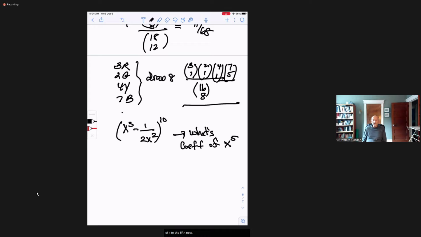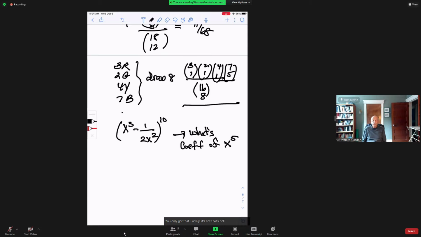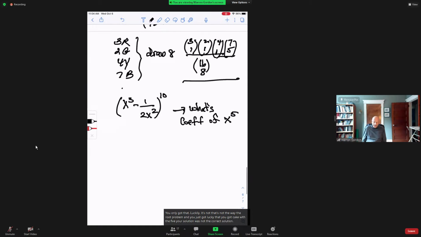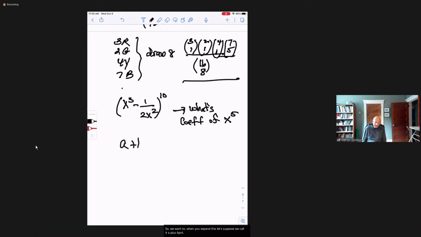Now, some of you tried to use Pascal's triangle. Somehow people guessed automatically that k, whatever that turned out to be, is 5 without doing any work. You only got that luckily. That's not the way to do the problem, and you just got lucky that you got k equal to 5. Your solution was not the correct solution. So when you expand this, let's suppose we call it a plus b to the 10th.